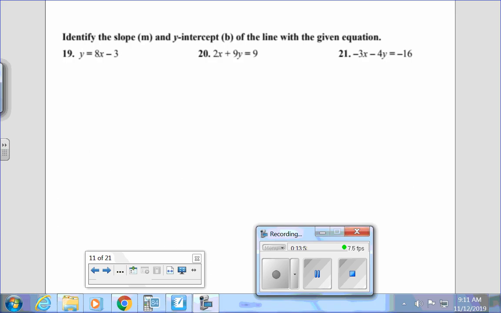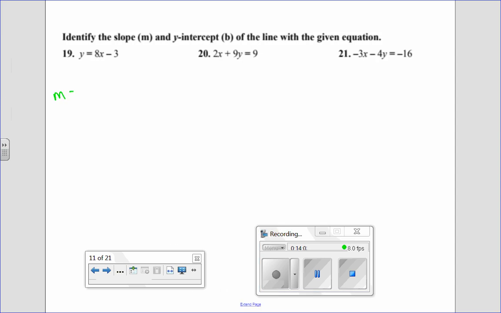Okay. All right, number 19 is the easiest of the 3 because it's already in slope-intercept form. So can somebody tell me what the slope is? 8. 8, because it's y equals mx plus b. So the 8 is in the position of the m, the slope position. And then b is the y-intercept, which is? -3. Good.